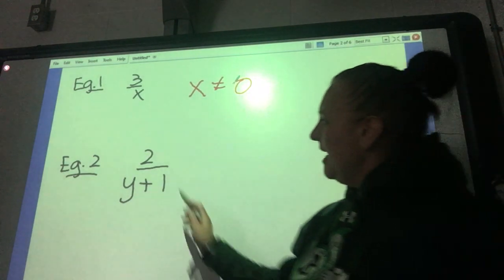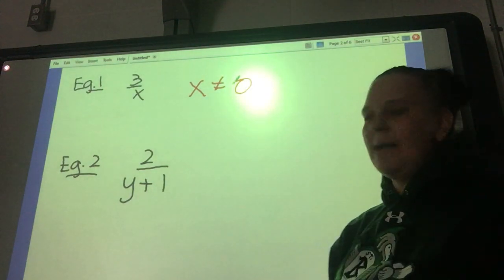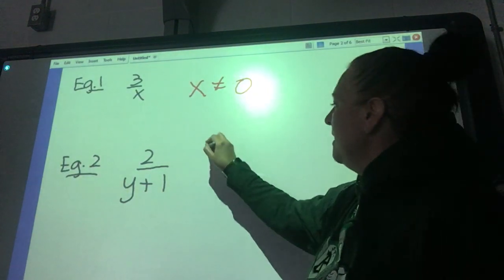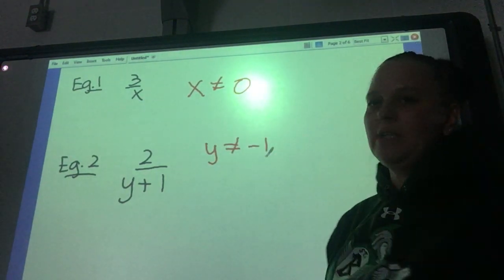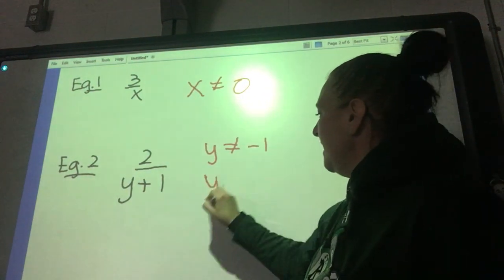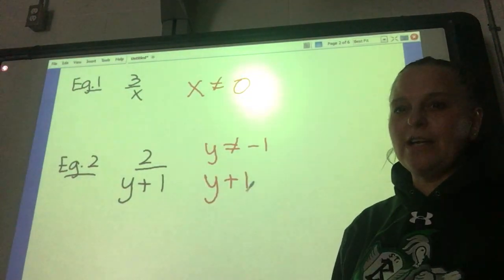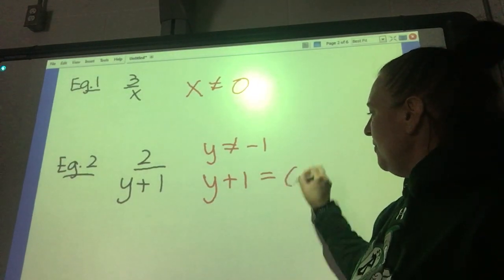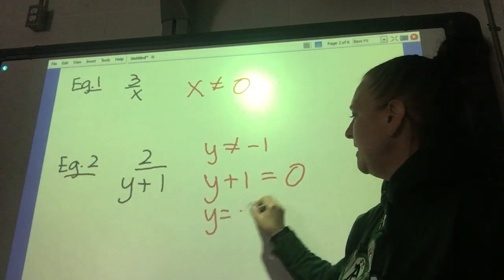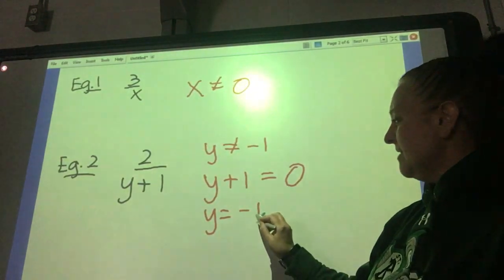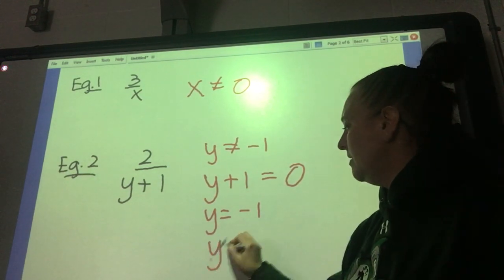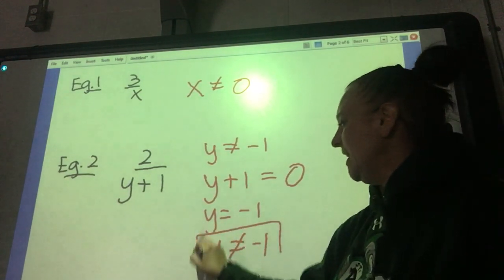Let's try a harder one. Example 2, 2 divided by y plus 1. Maybe some of you can look at the answer and get it right away. If you can, y cannot equal negative 1. Negative 1 plus 1 is 0, so it's not allowed. If you can't see it, then we'll do like what we did when we were solving quadratic equations. If you can't see the answer right away, set the denominator to 0, and then rearrange and solve. So that's the number that makes the denominator 0. But because it's non-permissible, we have to use the not equals to.